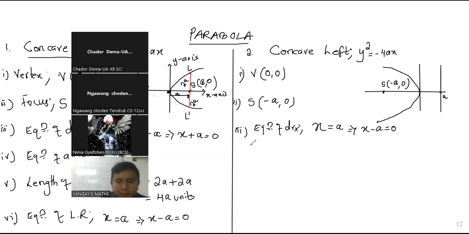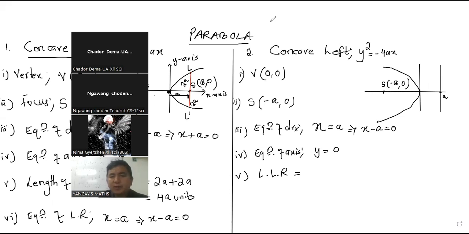Then next one, tell me the equation of axis. Y equal to 0. Yes, it lies on the x-axis right now. So this becomes y equal to 0. Number 5, we have length of latus rectum. In short form, LLR. It is 4a units.